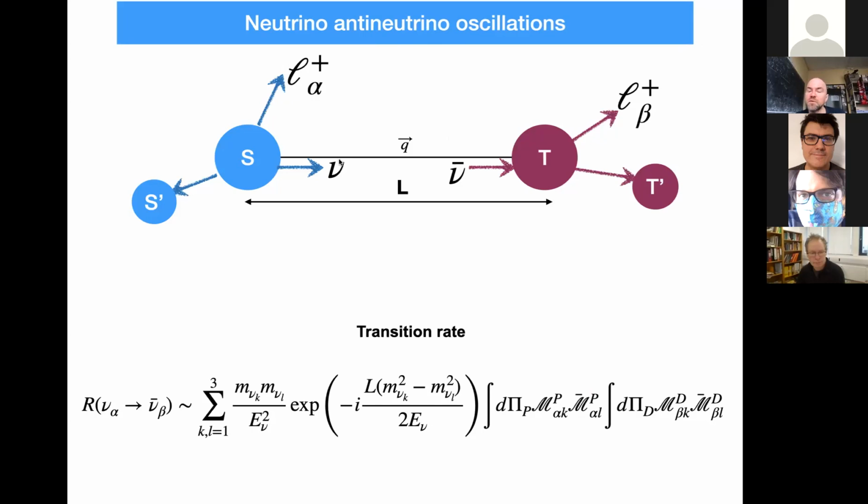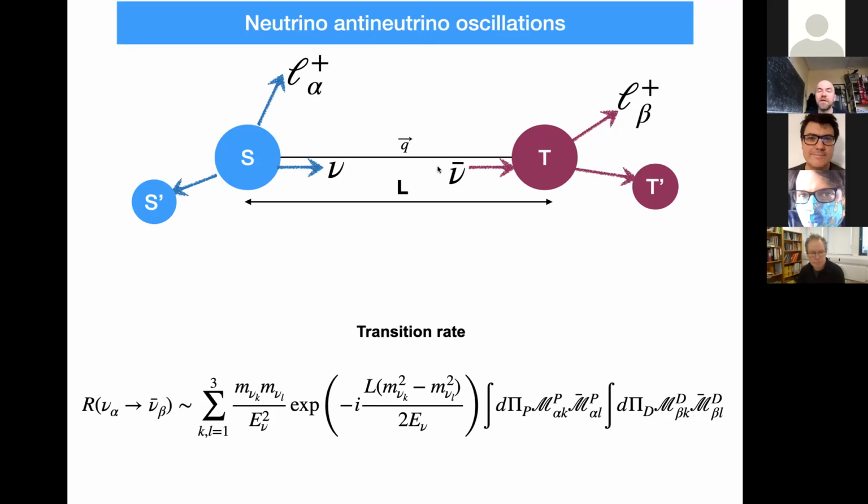So how do you define what neutrino-antineutrino oscillations are? It's a little bit tricky, because we can say that neutrinos are their own antiparticles. What is the difference between the neutrino and the antineutrino? You can define it in the following way. For example, a neutrino, when it hits the target, produces a minus charged lepton. On the other hand, an antineutrino, when it hits the target, should produce a plus charged lepton. So this is the definition of what neutrino and antineutrino mean.